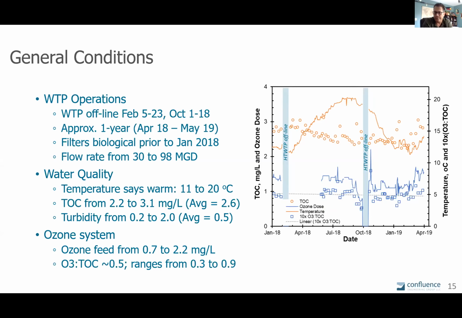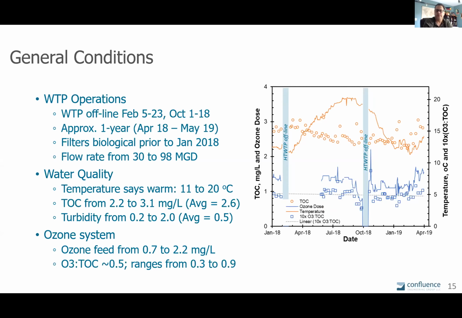So in other words, for every milligram per liter of TOC that was present, the ozone dose was about half of that on average across the program. That's kind of typical for ozone biological treatment plants, where your ozone dose is really tied to your TOC level coming in. And for them, it's at about a half ratio of 0.5 based on the TOC.